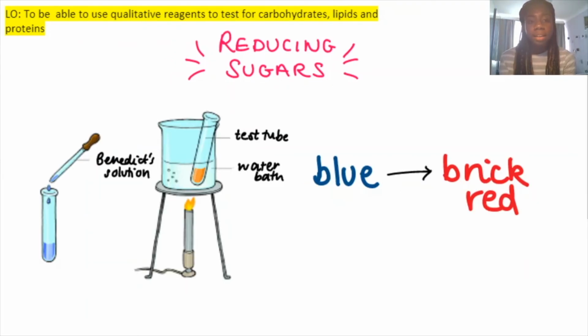When we're testing for reducing sugars, we need to use Benedict's reagent and also a water bath, so the reaction happens quickly enough. So we're going to add an equal volume or an excess of Benedict's solution into our food sample, which is going to be in a test tube, and then place it in a hot water bath for a few minutes. If a reducing sugar is present, a brick red precipitate is formed. If it's absent, however, the solution will remain blue.